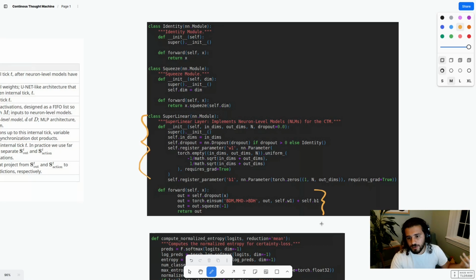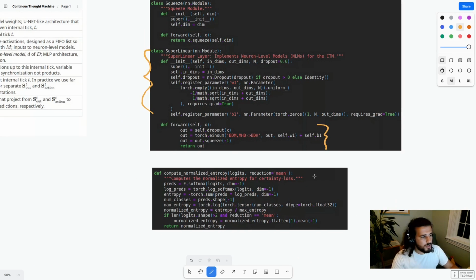The rest is fairly straightforward, no need to worry about it too much, and this is just to calculate your certainty, right? So you have the normalized entropy here, and this is how you calculate it, and with this you can calculate your certainty, which is 1 minus that thing.